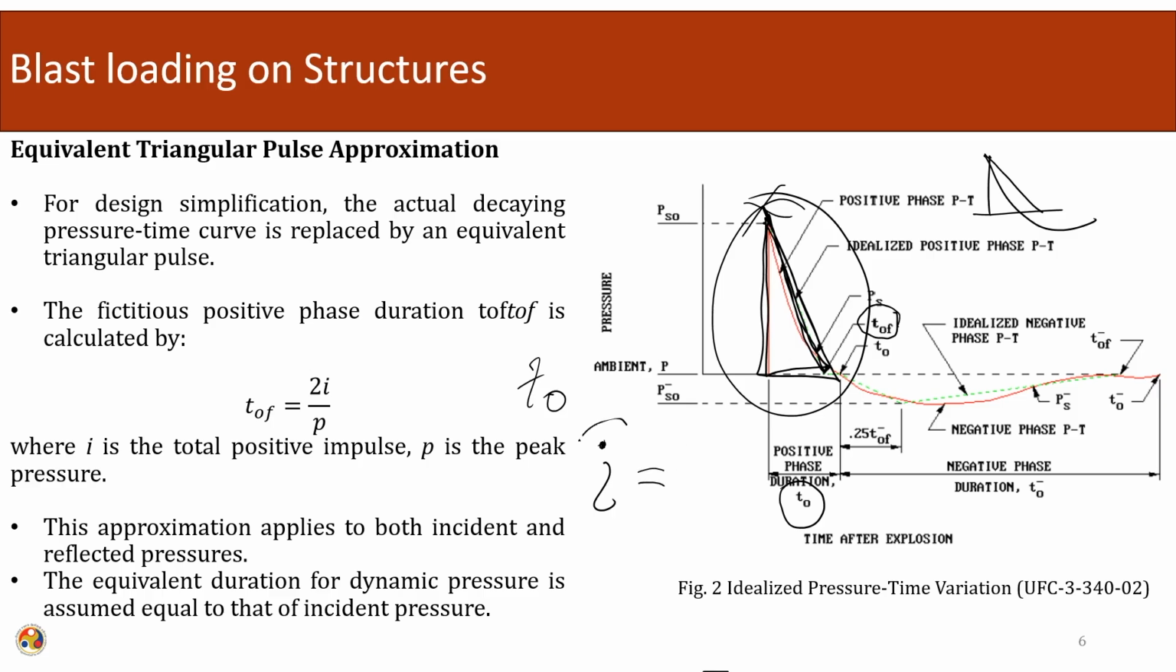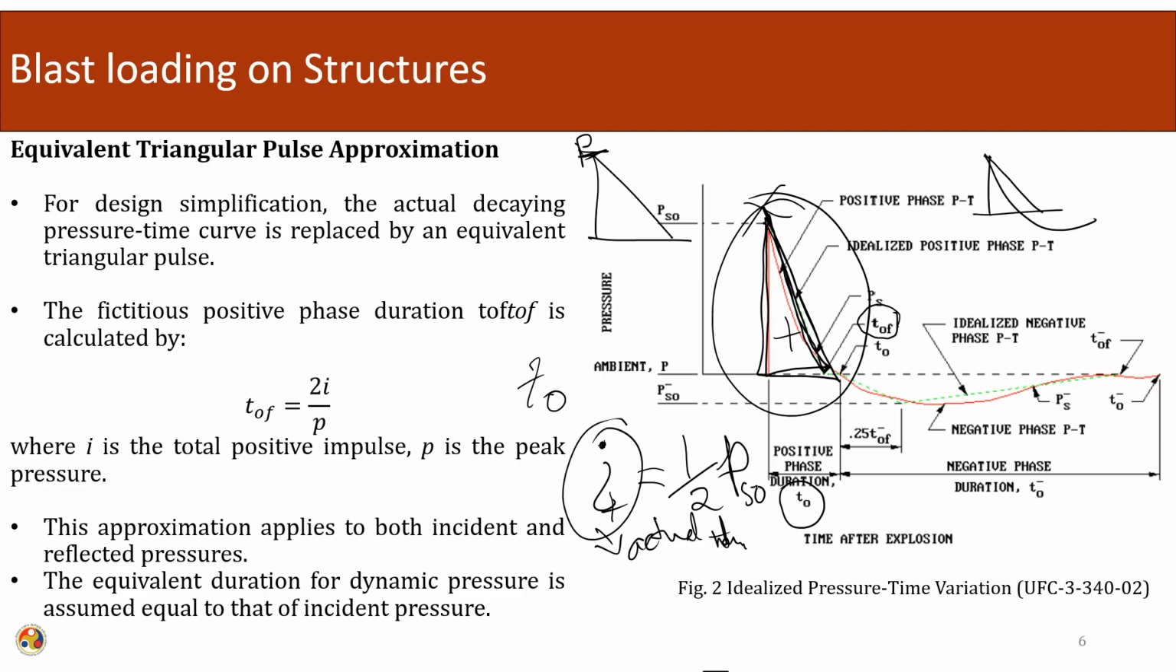From the actual nature, the total impulse is this much. Let us say this is I positive. If we replace it by a fictitious triangular curve, the area under this curve is half of T_of times P. This P we are keeping the same. Using this relation we can derive the fictitious positive phase duration. So, we have taken the same effect and replaced it with a triangular phase, where I is the total positive impulse and P is the peak pressure.